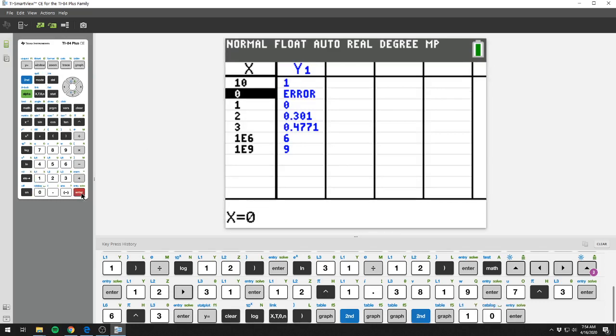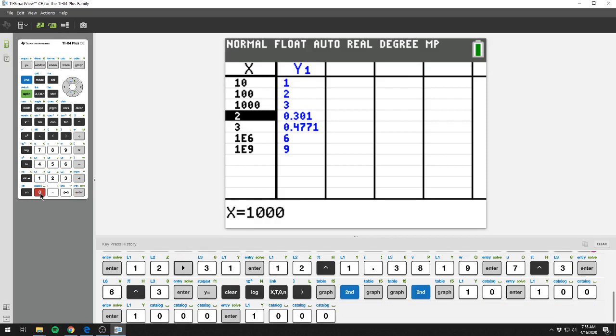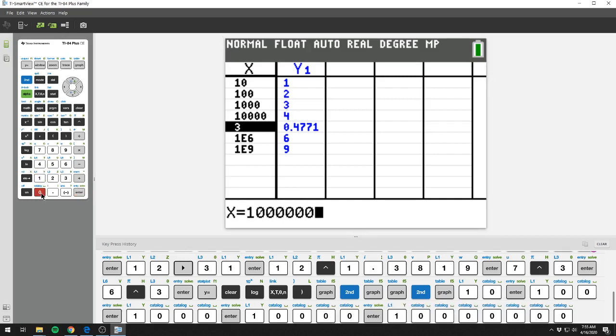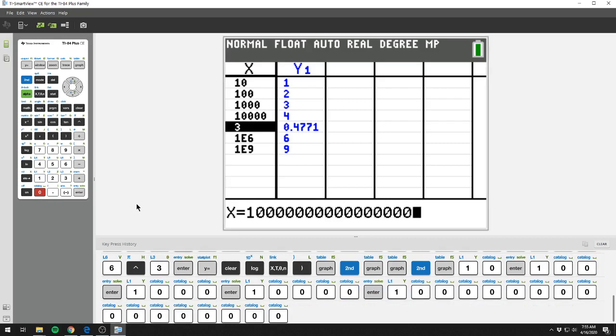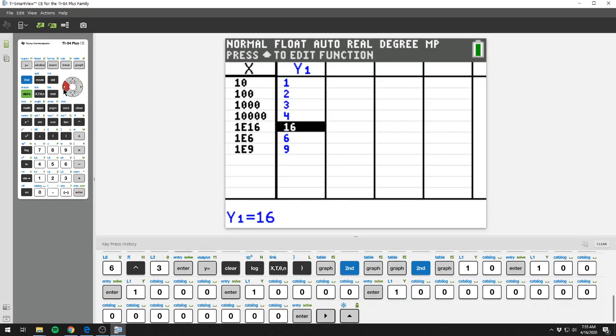So if I type in 10, we get 1. If I type in 100, we get 2. If I type in 1,000, we get 3. And the way log base 10 works is every 0 after a 1 gives you one more number. So even though it goes up very slowly, if I type 1 with like 15 zeros after, I guess I just did 16, the y value is 16.